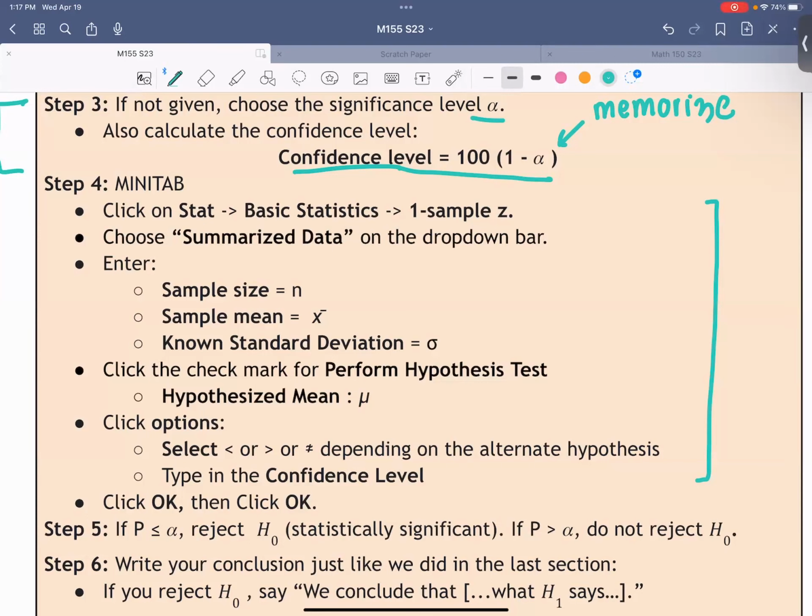The biggest thing on Minitab is this uses the one sample z-test. So I'll show you how to do it when we do a question. I think it's easier to explain by person. You kind of just fill in the blanks and it gives you the answer, okay? Promise you, so much easier.